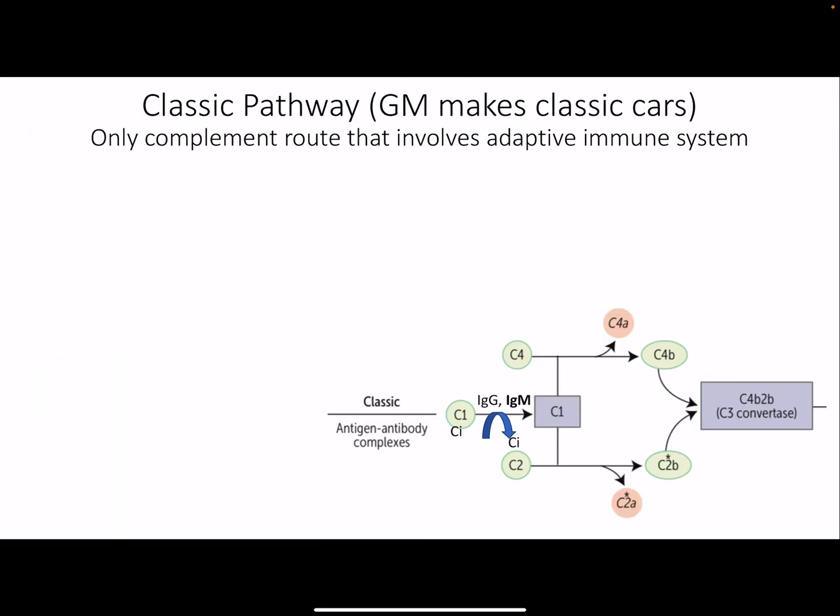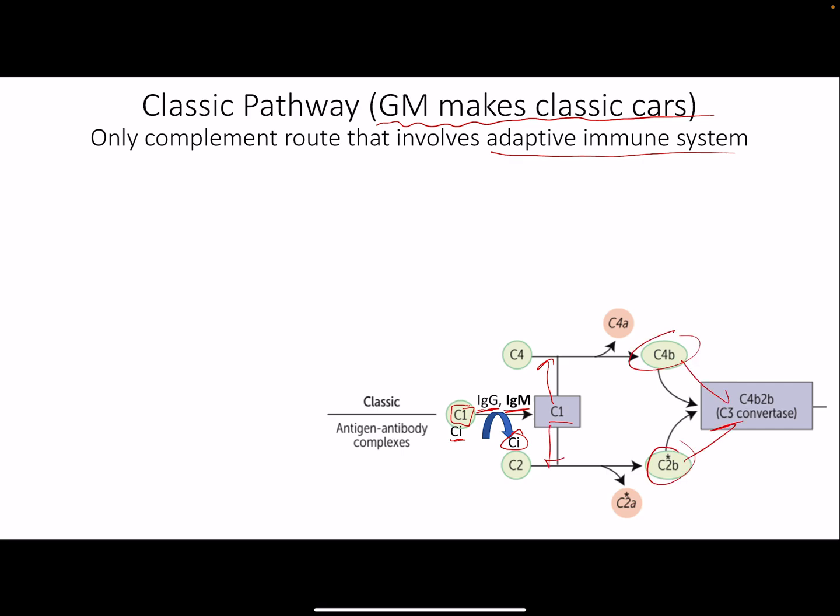So this is the classical pathway, and it's the only one of the three pathways that involves the adaptive immune system, that involves antibodies. And a useful way of remembering this is that GM makes classic CARs. So what happens is, again, I have this C1 protein, and the presence of an IgG antibody or an IgM antibody can activate C1. How does it do that? Well, C1 is normally inhibited by a C1 inhibitor, and this will just basically take off that inhibitor. It takes it off. Now C1 is active. It can do exactly what it just did. It converts C4 into C4b, C2 into C2b, which are active.